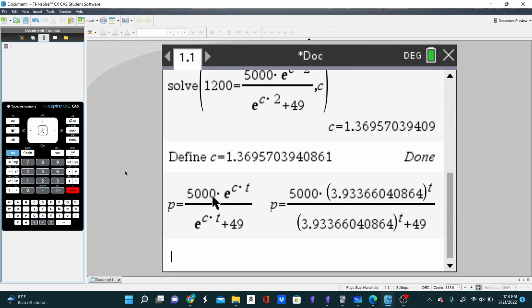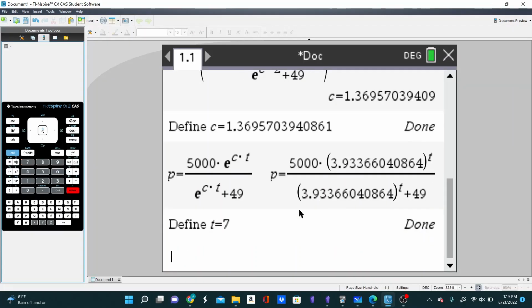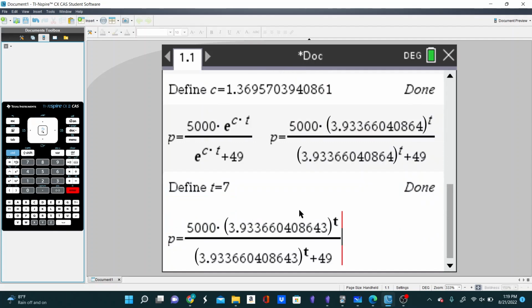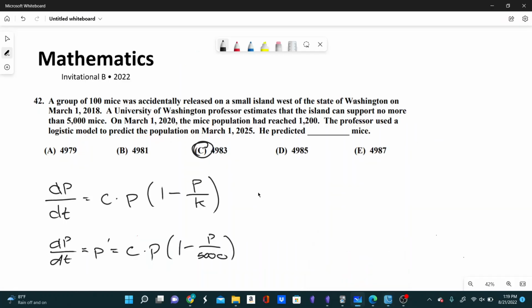Then if I go back up here, now you can see we have p as a function of time. And so now if I define t is equal to 7 for 7 years, which is the final thing we're looking for, the population in 2025, this should give us the exact same answer. So define t is equal to 7, we get p is equal to 4983. So two ways of doing it, just depends on which formula you can remember, and also if you have this differential equation solver. But at the end of the day, you get C, which is 4,983 mice.